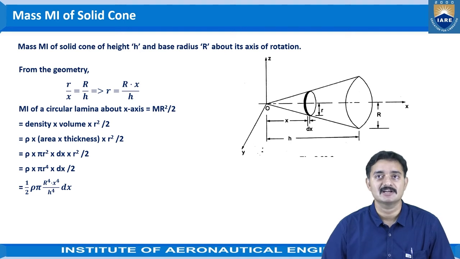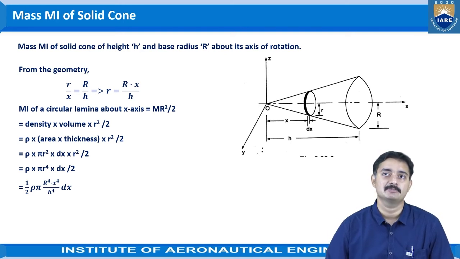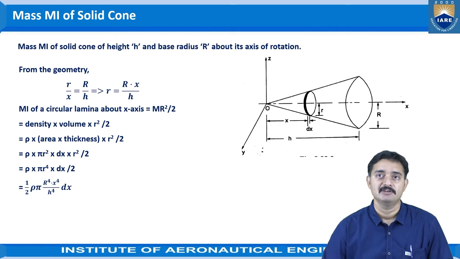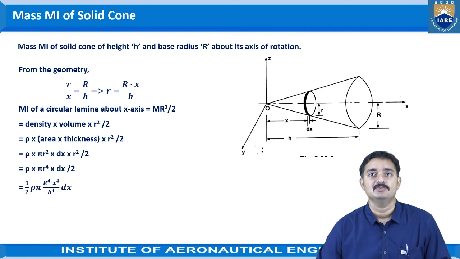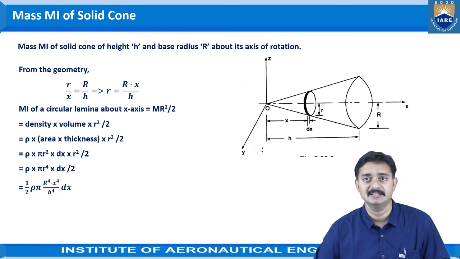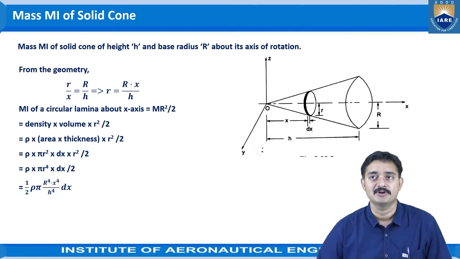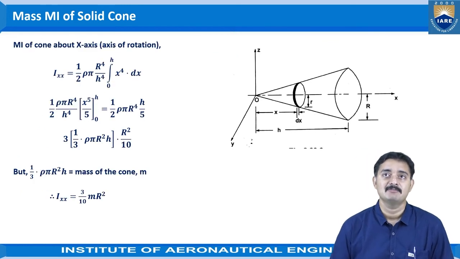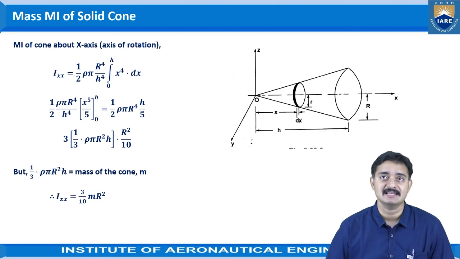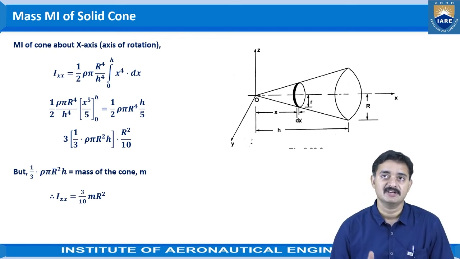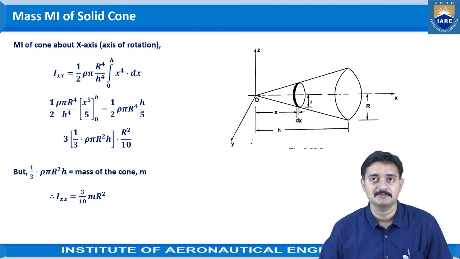From this, the moment of inertia of a circular lamina about the x-axis is equal to mr square by 2. Just now we have derived that. That is equal to density into volume into r square by 2. If you further simplify this, the density is rho, and the volume we are treating as area into thickness, into r square by 2. Hence, it evaluates as 1 by 2 rho pi R power 4 into x power 4 by h power 4 into dx. So, the moment of inertia of the cone about the x-axis, that is the axis of rotation, is Ixx equal to 1 by 2 rho pi R power 4 by h power 4 integral 0 to h of x power 4 dx.